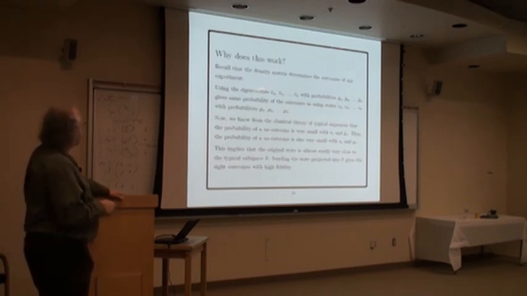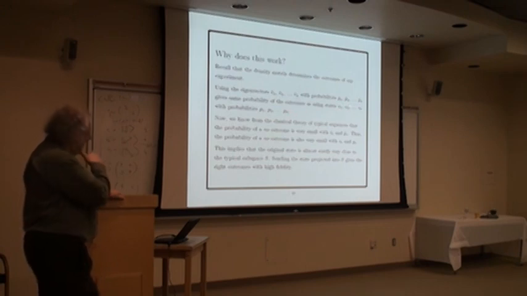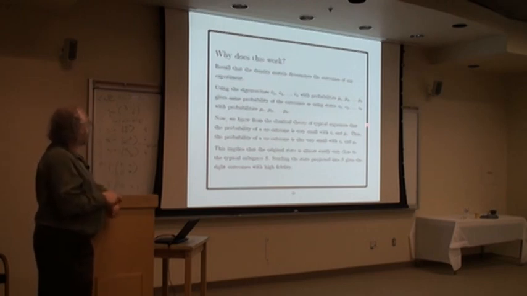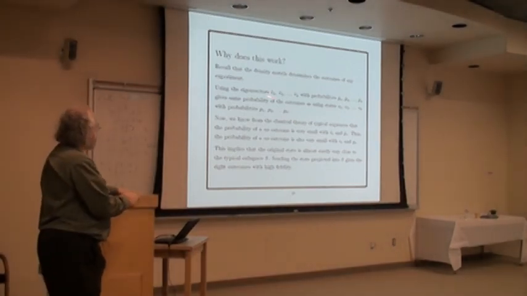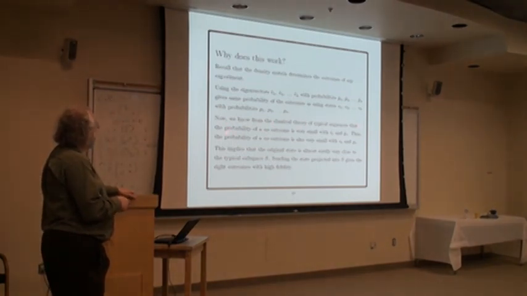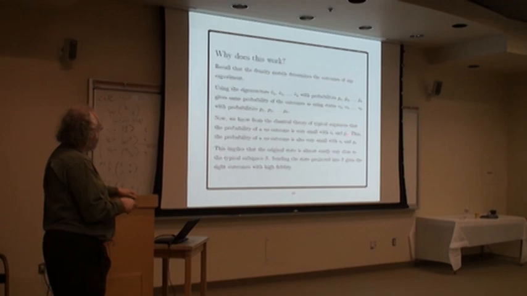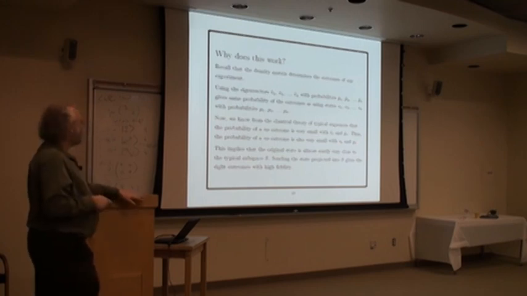Why does this work? Well, recall that the density matrix determines the outcome of the experiment. Also remember that eigenvectors b1 half, b2 half, bk half with probabilities p1 half, p2 half, pk half give the same probability of outcomes as using states b1, b2, bk with probabilities p1, p2, pk. Now we know from the classical theory of typical subspaces, if the actual source had been the one with the eigenvectors, we would really be in a classical situation because any two of these are orthogonal. So the probability of a no outcome is very small with bi half and pi half. Thus, the probability of a no outcome is also very small with bi and pi because it's the same probability.